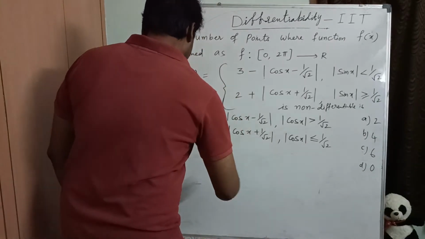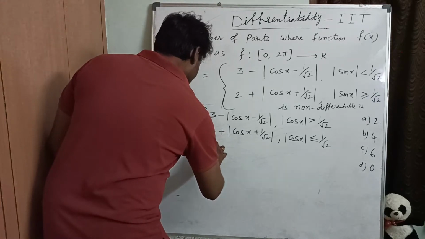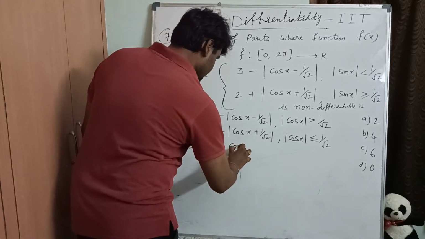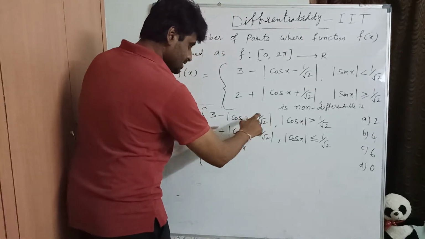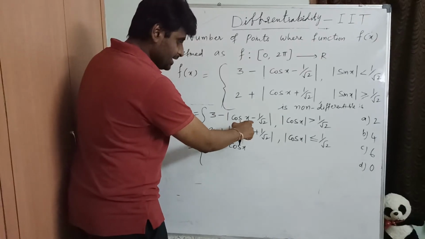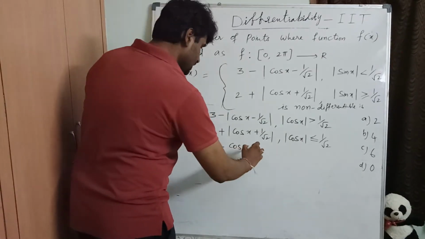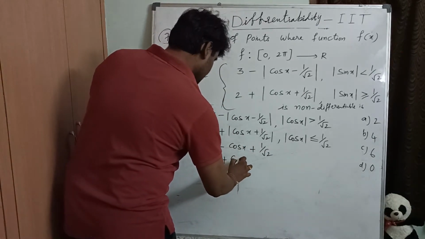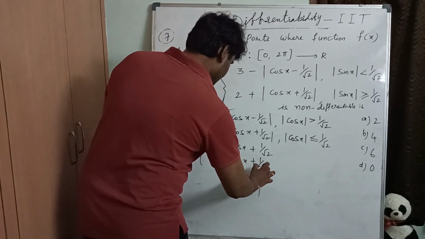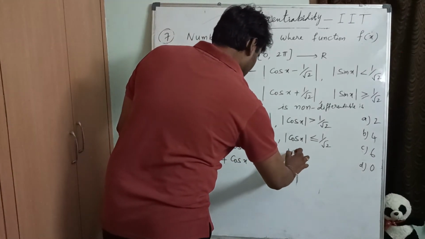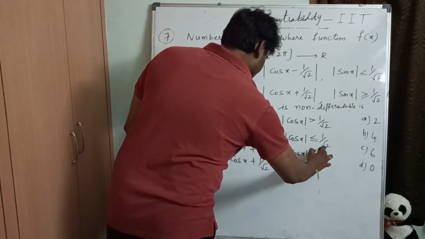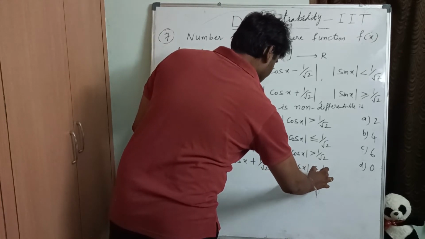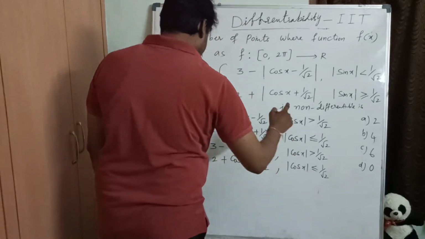So now let us rewrite this function. Greater than 1 by 2 it is positive only, so 3 minus cos x. This is positive, which means bracket of cos x minus 1 by root 2, with the minus outside multiplied inside, plus 1 by root 2. Here also this function is positive only, plus 1 by root 2. So modulus of cos x greater than 1 by root 2, and here modulus of cos x less than or equal to 1 by root 2.